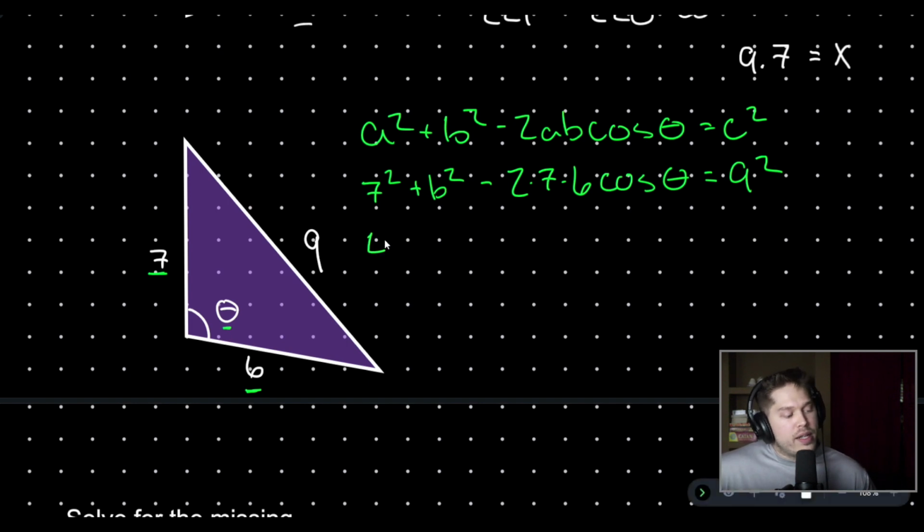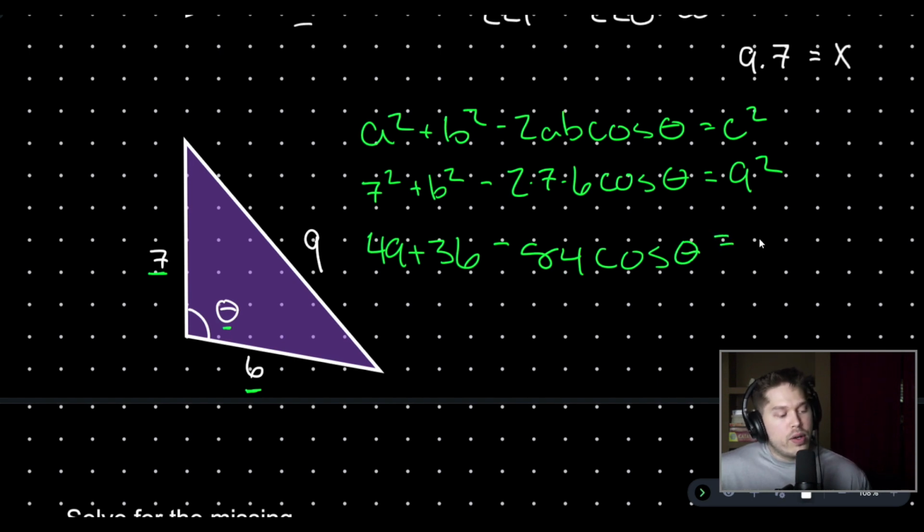We have 49 plus 36, minus, we have 7 times 6 is 42. 42 times 2 is 84. So minus 84 times cosine of theta is equal to 9 squared, which is 81. Now let's simplify further. We have 49 plus 36, which is 85. We can subtract 85 from both sides and get negative 4 over here, and we have negative 84 cosine theta.